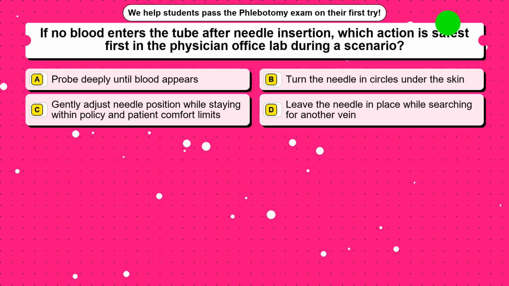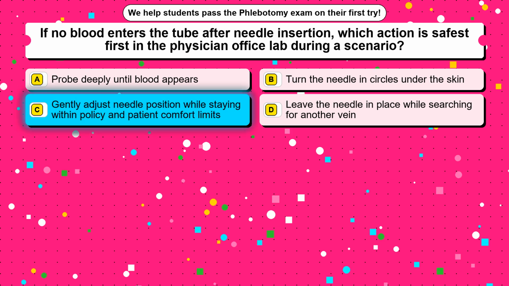Question 26. If no blood enters the tube after needle insertion, which action is safest first in the physician office lab during a scenario? Option A. Probe deeply until blood appears. Option B. Turn the needle in circles under the skin. Option C. Gently adjust needle position while staying within policy and patient comfort limits. Option D. Leave the needle in place while searching for another vein.